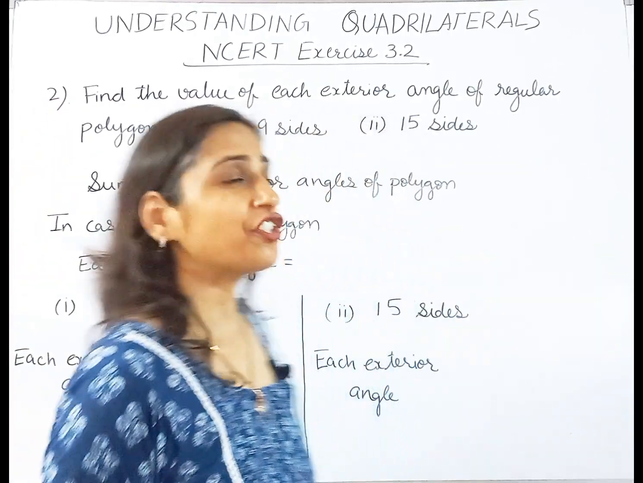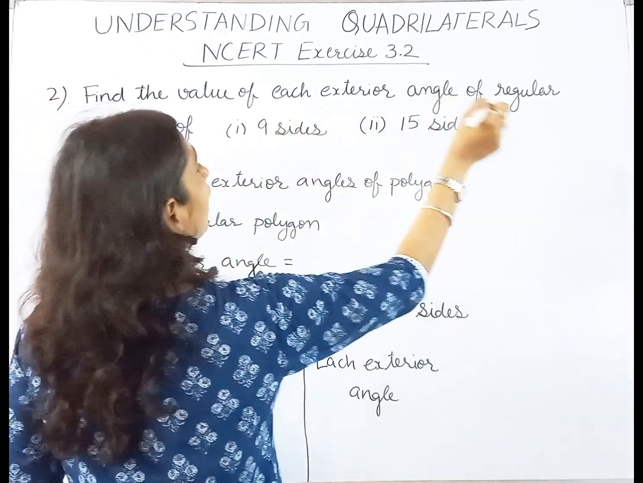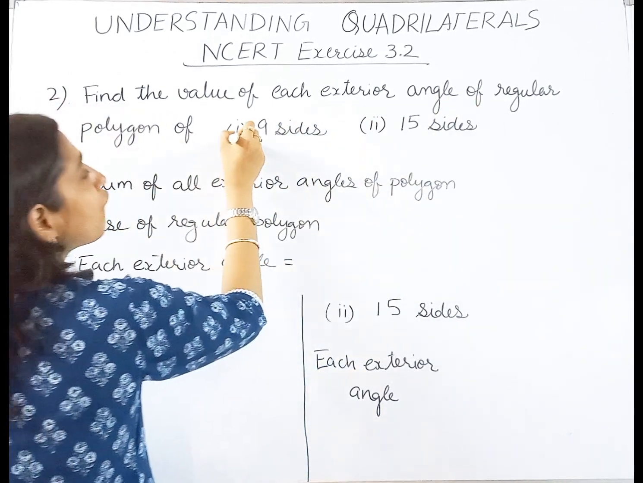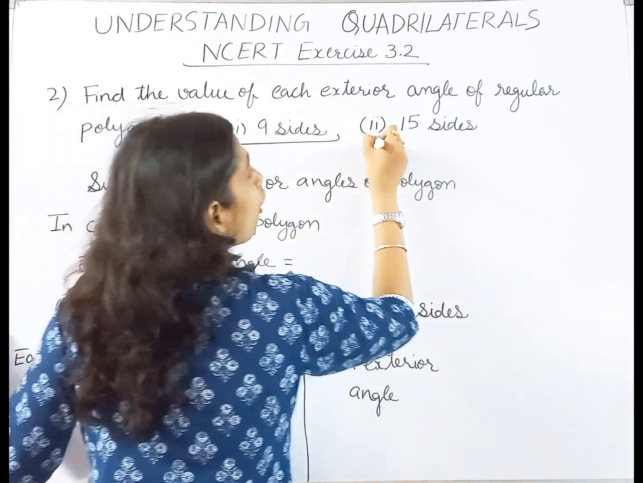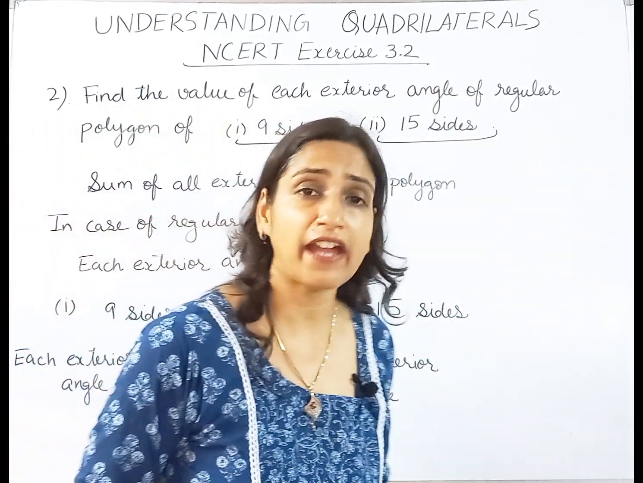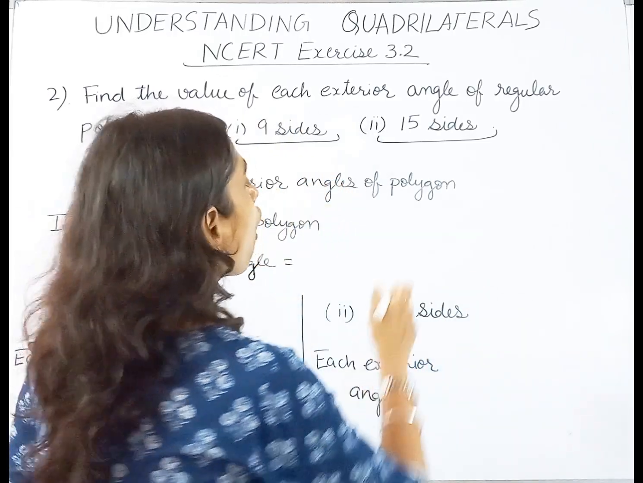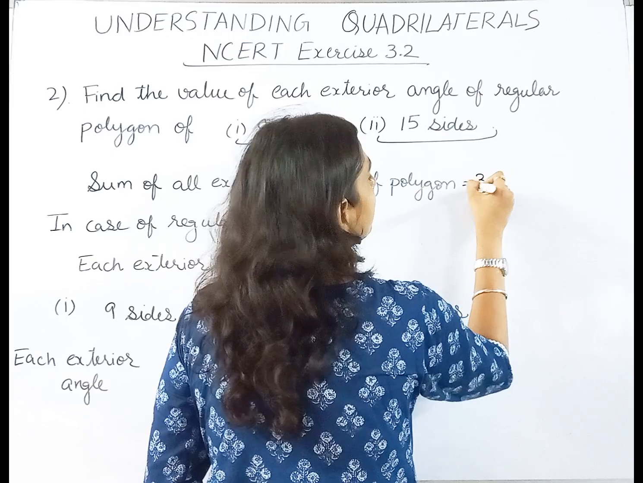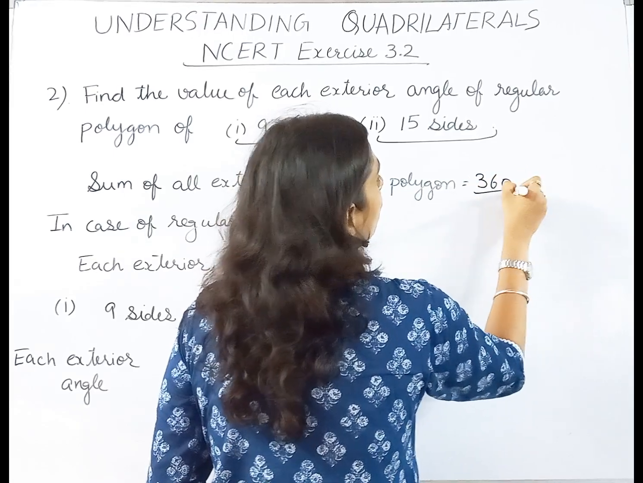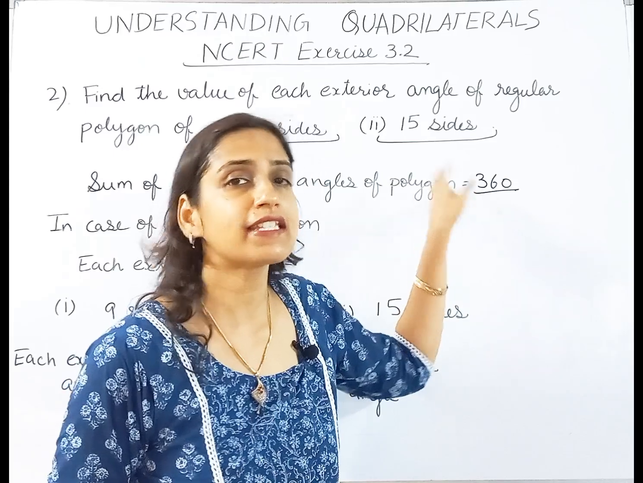The second question of the exercise is: find the value of each exterior angle of a regular polygon of 9 sides and of 15 sides. First of all, we know that the sum of all exterior angles of a polygon is always equal to 360 degrees.